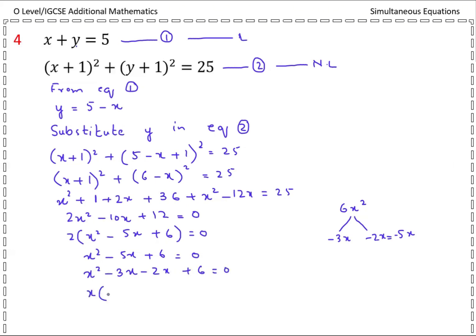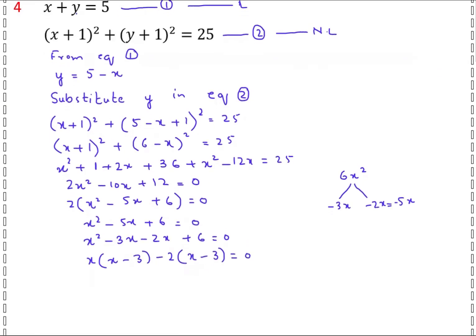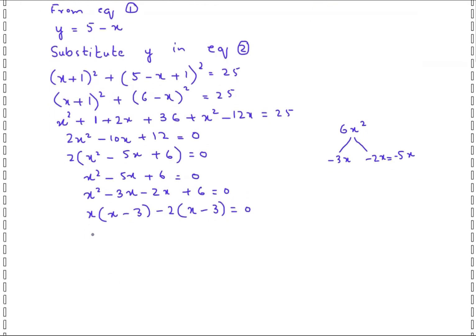We'll take x as common. x minus 3, minus 2 in bracket x minus 3. x minus 2, x minus 3 is equal to 0. x minus 2 is equal to 0, and x minus 3 is equal to 0. So x is equal to 2 and x is equal to 3.